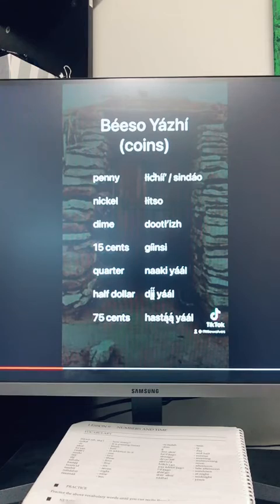Okay, so from the top: litso, dot is, quince, na kiyal, diyal, hastanyal. And that is how you say coins.